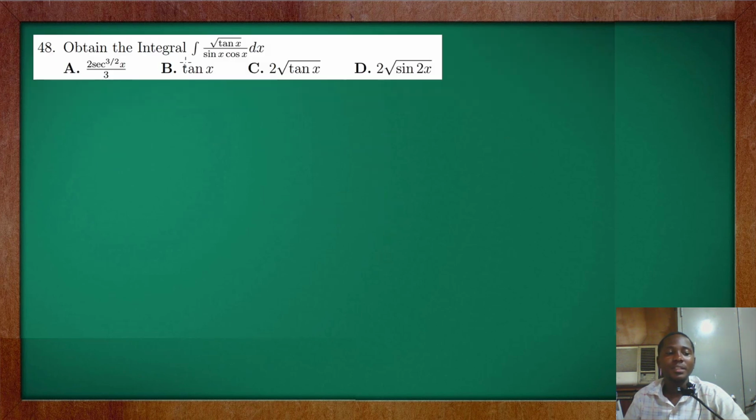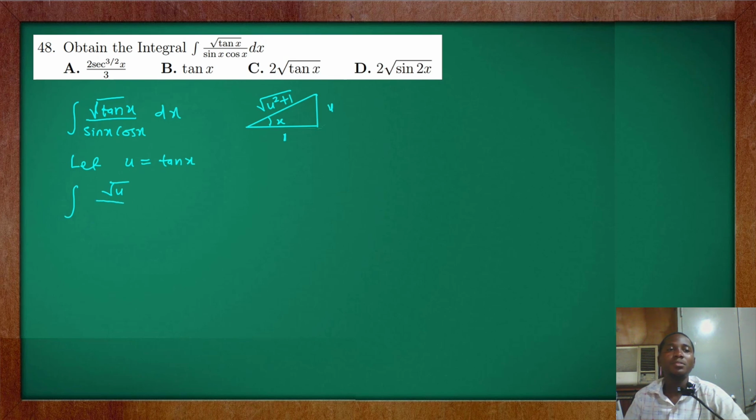In this question, we have to obtain the integral of square root of tan x over sine x multiplied by cos x dx. Okay, so let's say our u is tan x. Since we are using a trigonometric substitution, we need to invoke our triangle. So let's say this is our x, so we have tan x to be opposite over adjacent. That means our hypotenuse, using Pythagoras theorem, would be square root of u squared plus 1.